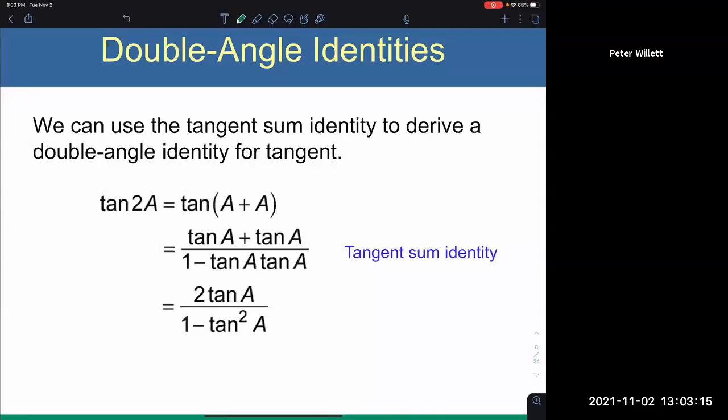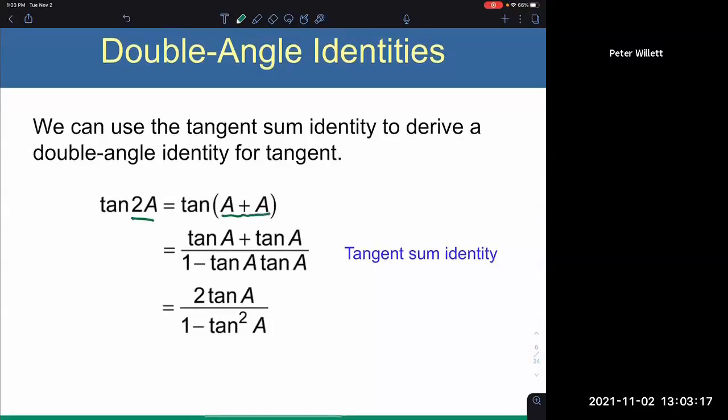So still using the fact that 2 times a could be written as a plus a, then we would use the sum angle formula for tangent and plug in a for both angles. And then you get tan a plus tan a over 1 minus tan a times tan a. And so on the top, we're adding the two, and they are the same because now they have the same angle. So if I combine the tan a's in the top, I get 2 tan a. And on the bottom, tan a times tan a is tan squared a. So we now get a double angle formula for tangent as well.